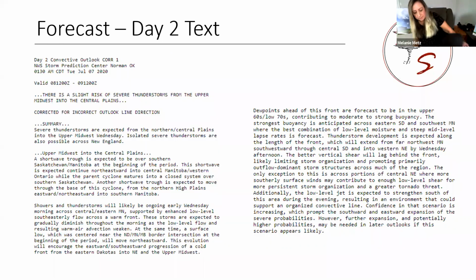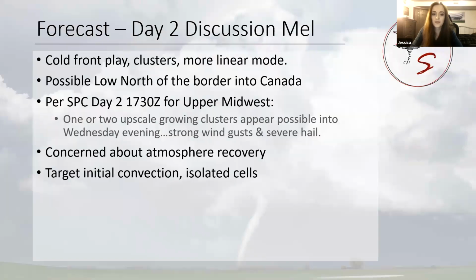Mm-hmm. And I also wanted to show quickly the text from SPC day 2, which also talked about the better vertical shear being displaced further west and not having sufficient upper level support to keep storms organized, as opposed to having storms quickly undercut by the cold front and lining out, not being very organized. So just a lot of questions there.